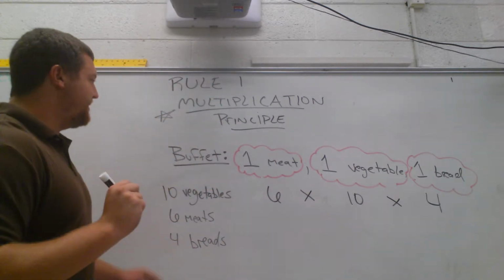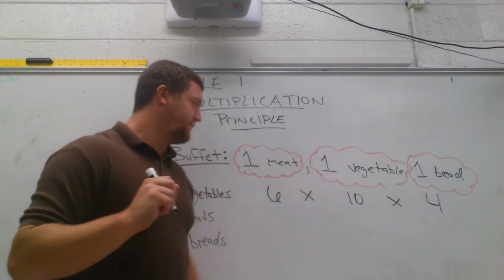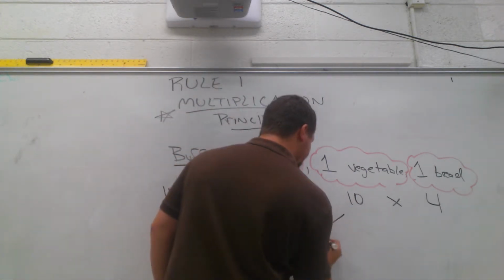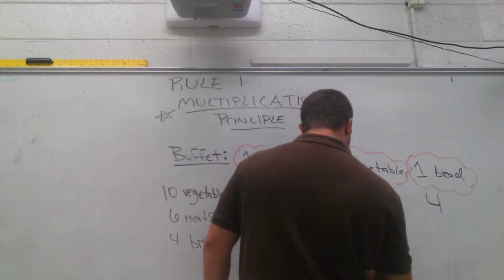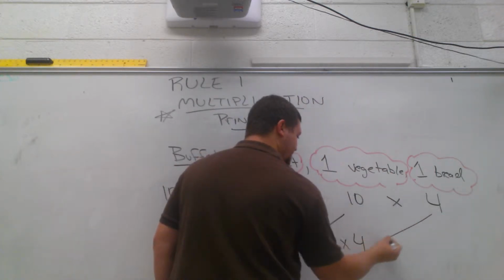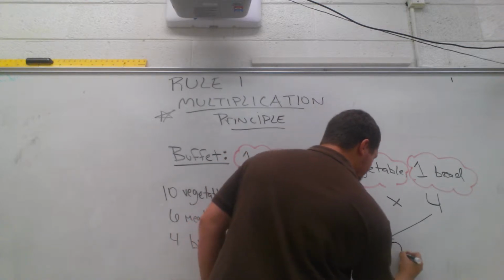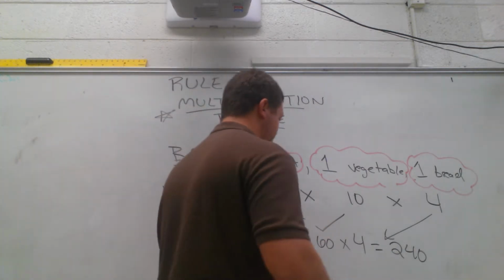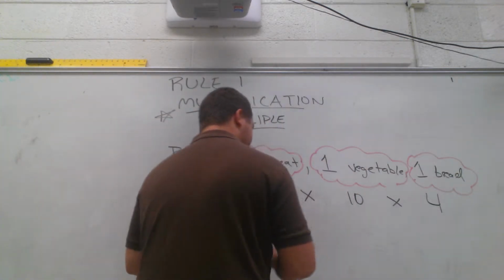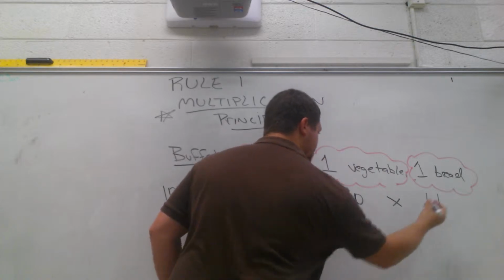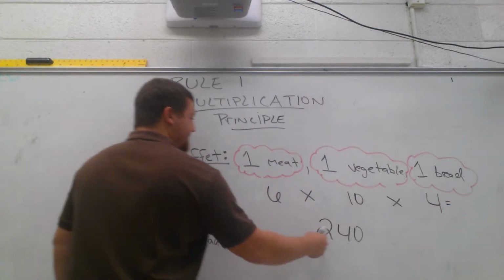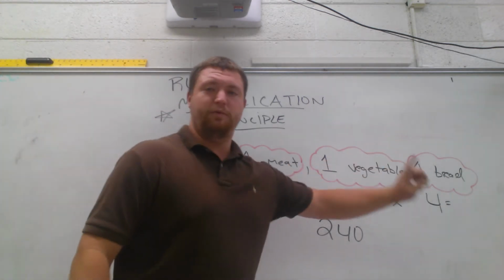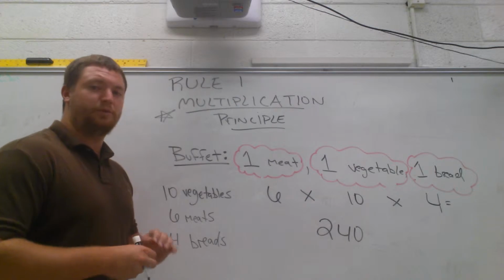So, if I ask you to make a plate with a meat, a vegetable, and a bread from this buffet, you would have 6 times 10 is 60. And we're going to multiply that 60 by 4. So that comes down here. And 60 times 4 is 240. So I multiply all those together, and I get 240. So that is the number of plates that I can make. You can make 240 plates with 1 meat, 1 vegetable, and 1 bread. Good? That's the multiplication rule.